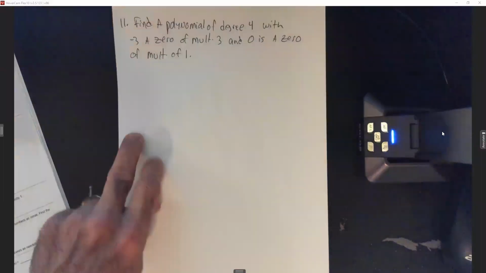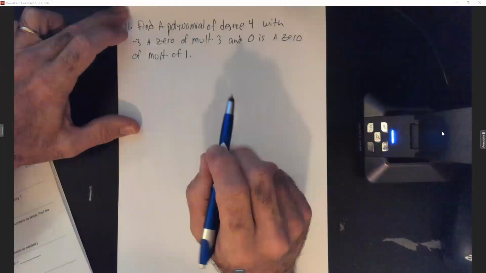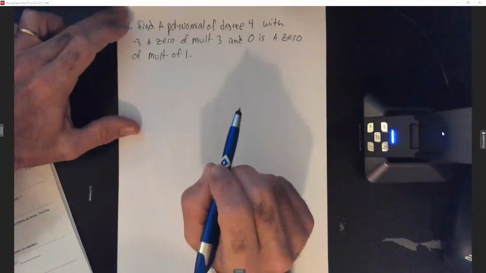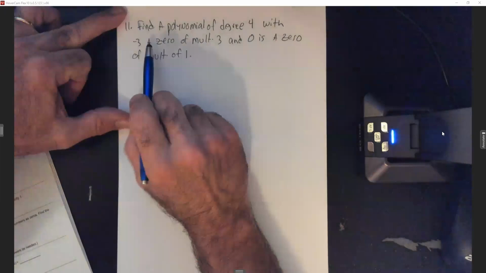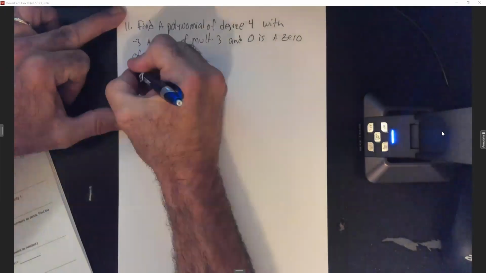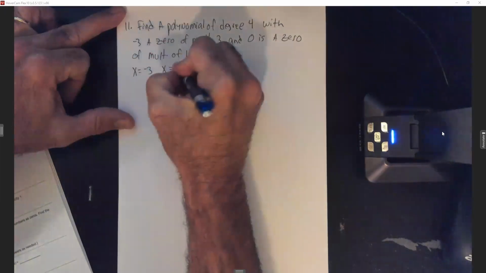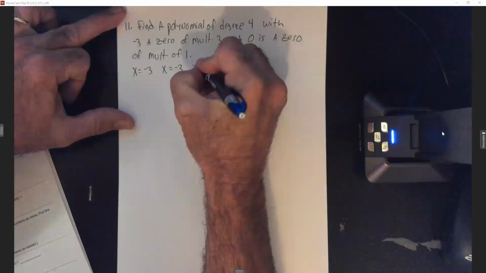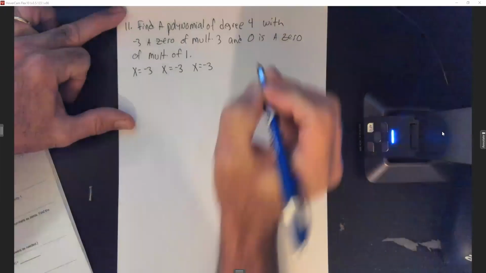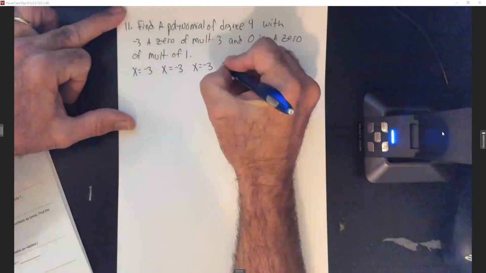So that's all they're giving me. Now I got to find a polynomial of degree 4, which means when I'm done, my highest exponent has to be a 4. So first of all, negative 3 is a 0 three times. So that means x equals negative 3, x equals negative 3, x equals negative 3. And then 0 is a 0, multiplicity 1. So that would be x equals 0.